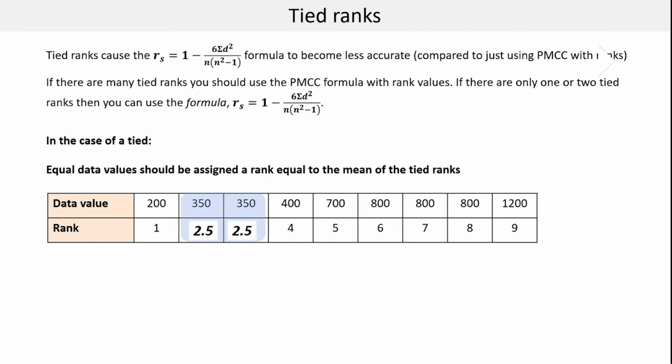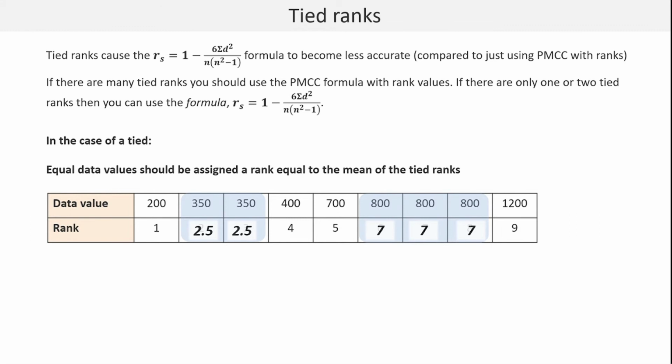800 appears 3 times. The ranks are 6, 7, and 8. We need to calculate the average, the mean of 6, 7, and 8. We can add them together and divide by 3, but hopefully you can spot that it's going to be 7 as the average. Each of these are going to be given the rank of 7.